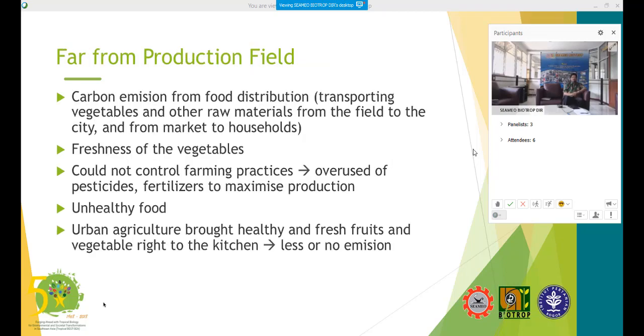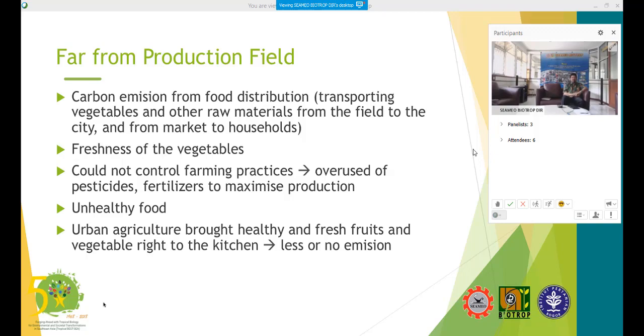Next, let's see one by one. Being far from the production field means we need distance and transportation. So there is carbon emission from food distribution, transporting vegetables and other raw materials from the field to the city and from market to households. Then there is the freshness of the vegetables. The people who sell vegetables in front of my house sometimes stop in front of my house and the vegetables are not fresh anymore, because they have been there for some time.